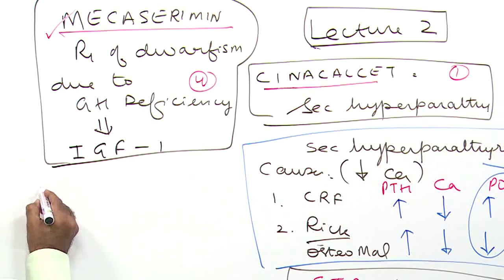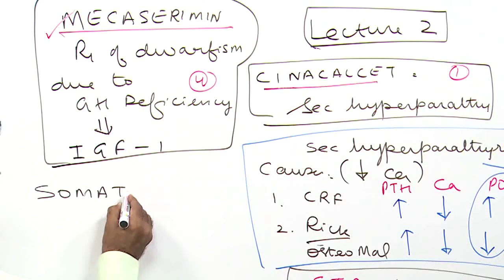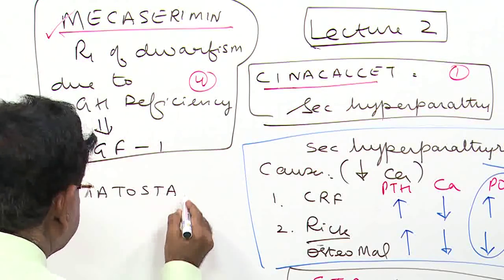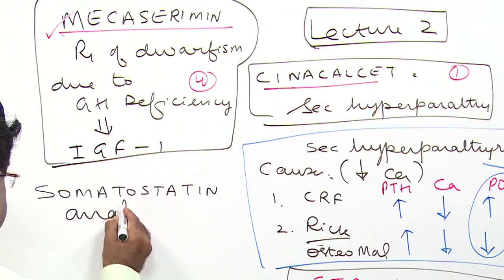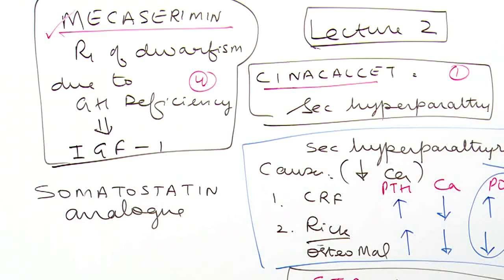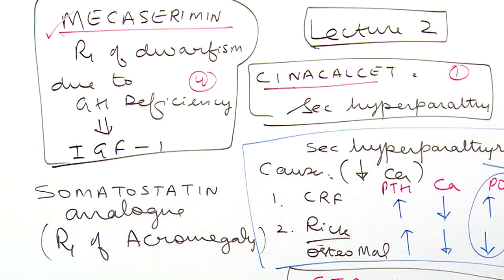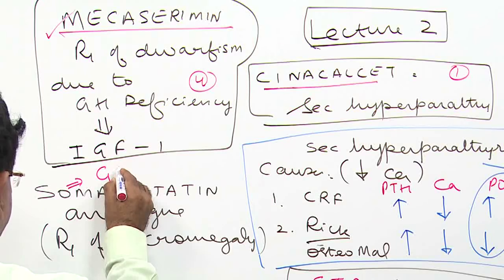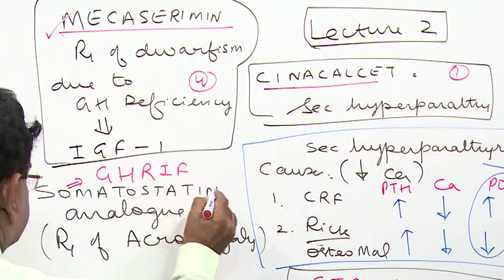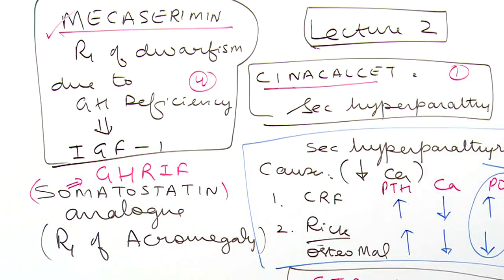Somatostatin analog. These are drugs which you use in the treatment of acromegaly. We know very well that somatostatin is nothing but growth hormone releasing inhibitory factor. The other name is somatostatin. So obviously it will reduce the growth hormone level, so we use it in the treatment of acromegaly. The drugs are octreotide and lanreotide.